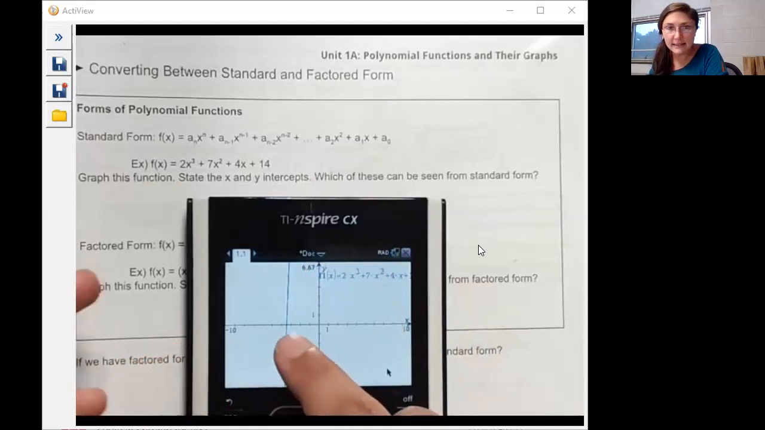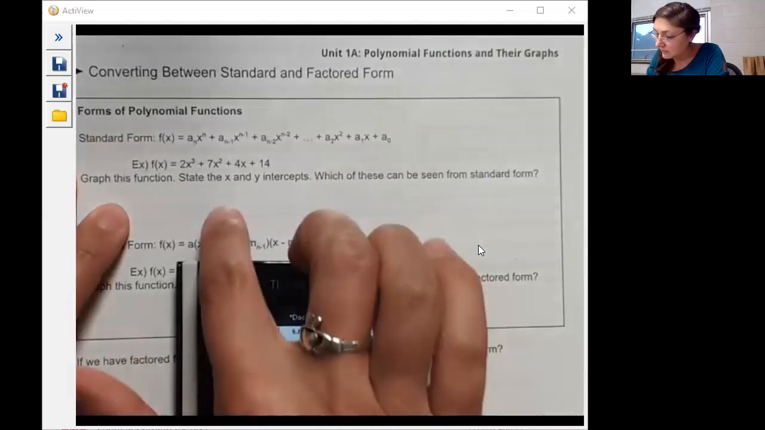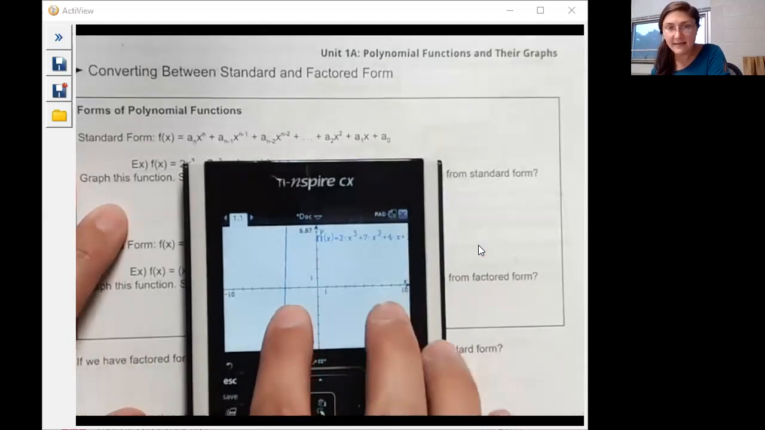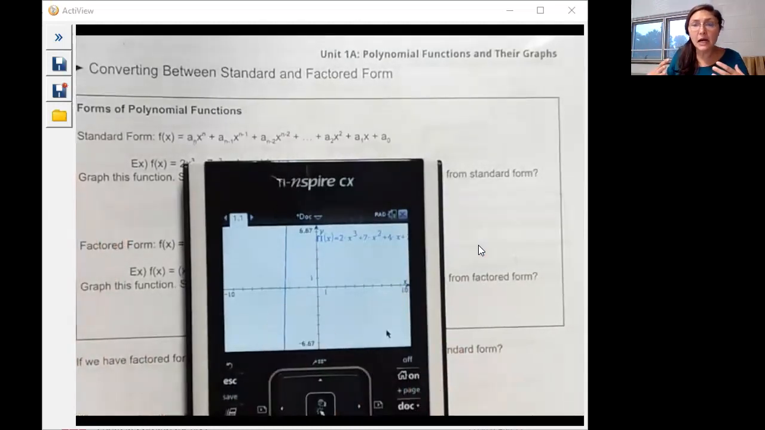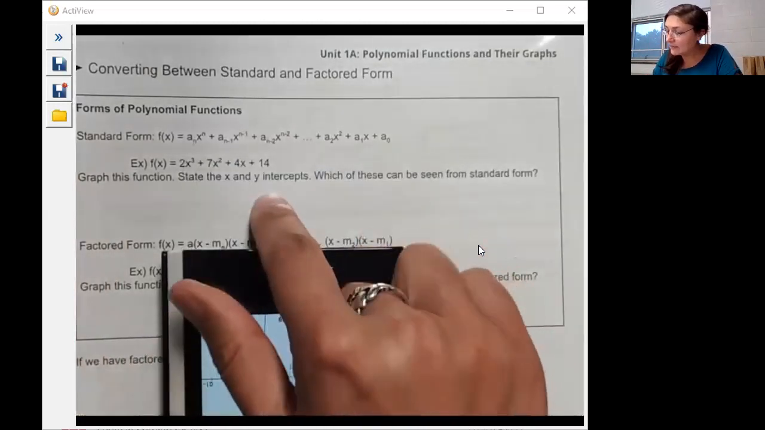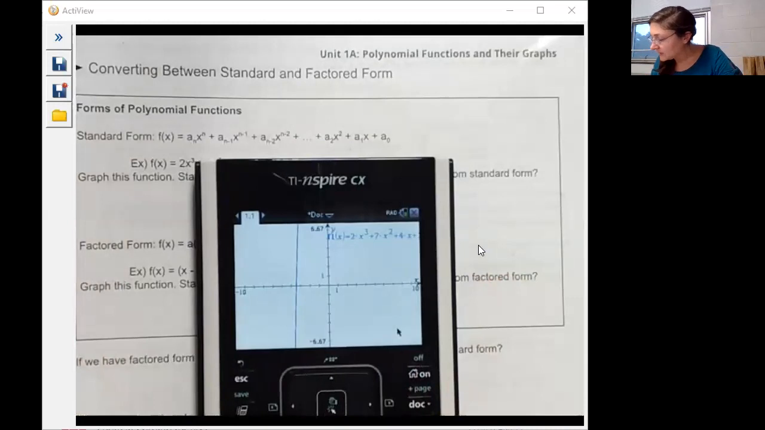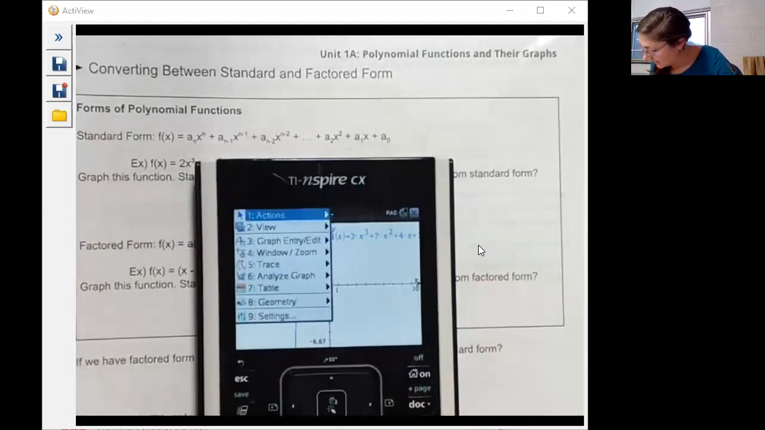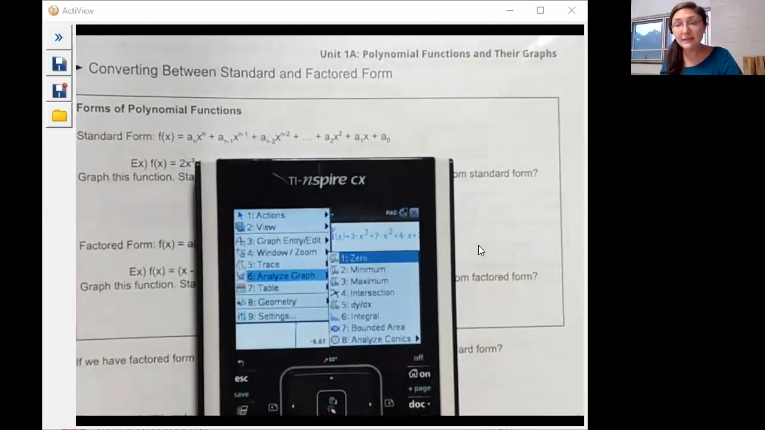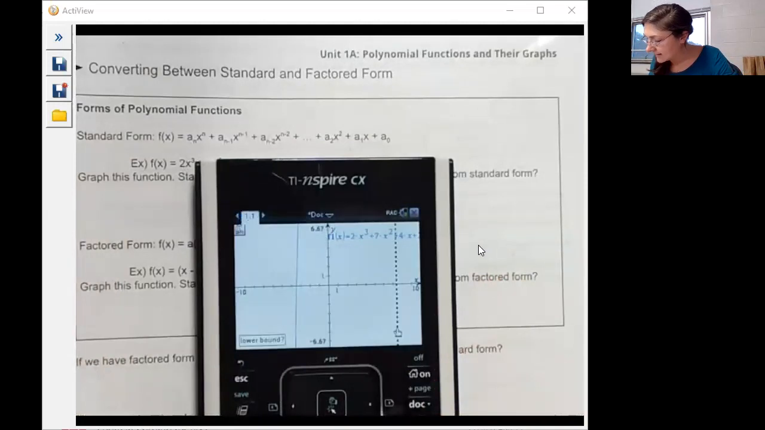The nice thing is I can see an x-intercept here, and it's asking me for the x-intercept. So I'm going to go ahead and find that really quickly. But then I'm going to adjust my view of the graph so I can see, at the very least, my y-intercept, okay? Because I can't see that on my graph right now. So I'm going to hit menu, and then I'm going to go down to analyze graph. And an x-intercept on your calculator is referred to as a 0. So I'm going to go ahead and select that option.